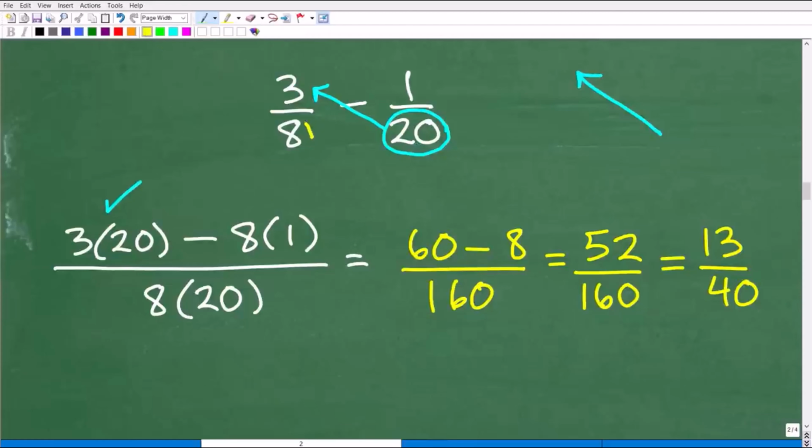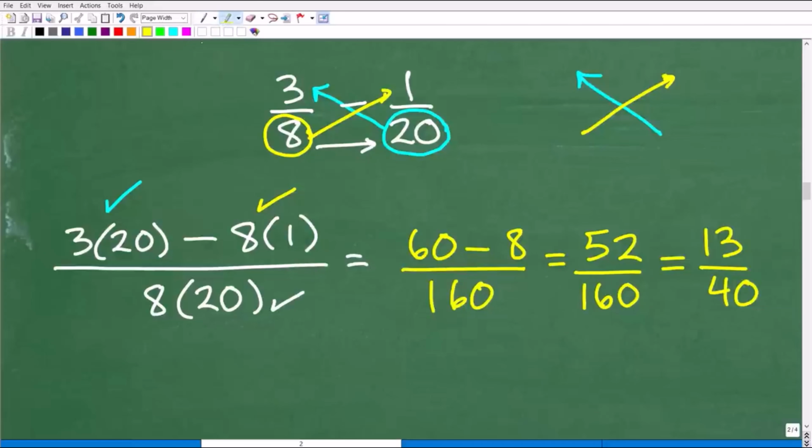Next, you're going to go from this bottom left, and you're going to multiply that way. So that's 8 times 1, and we're going to put that there. And because this is a subtraction problem, we're going to put our little subtraction operator right there. This forms our numerator. You can see this little bow tie pattern taking place right here. And then lastly, we're going to multiply across to get our denominator, 8 times 20. There you go. This will be our denominator.